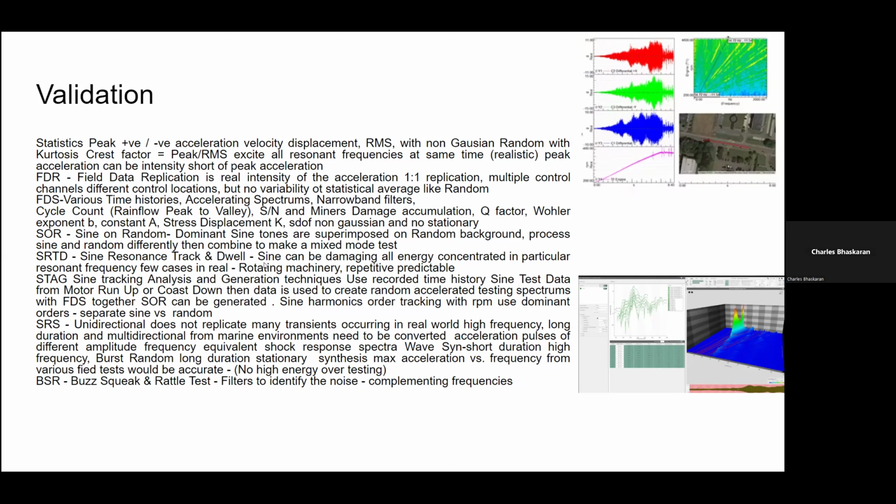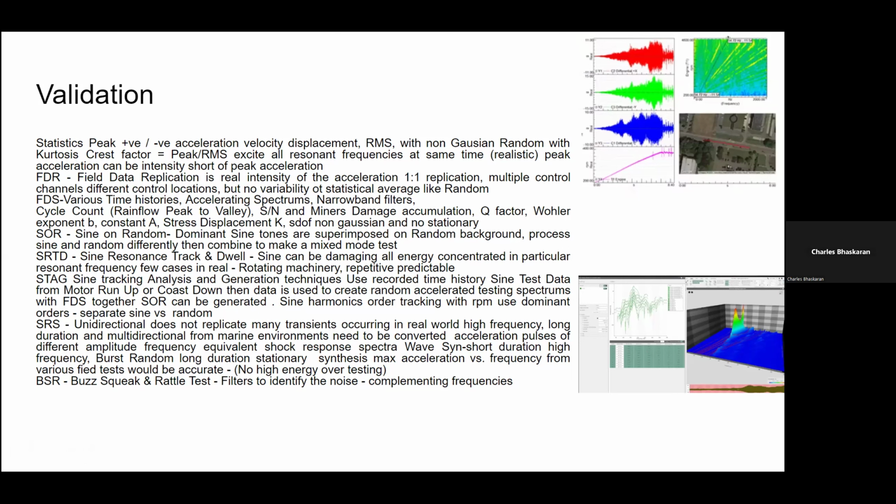So for rotating machinery, with repeated, predictable kinds of frequencies, we take real data and we do the sine tracking. And we do a lot of these time histories to create run-ups of motors and coast downs of motors, and we add it to the field data, the FDS technique for random, and we add those two to create what we call a sine on random method. It's very common in the industry to add sine and random together and run.